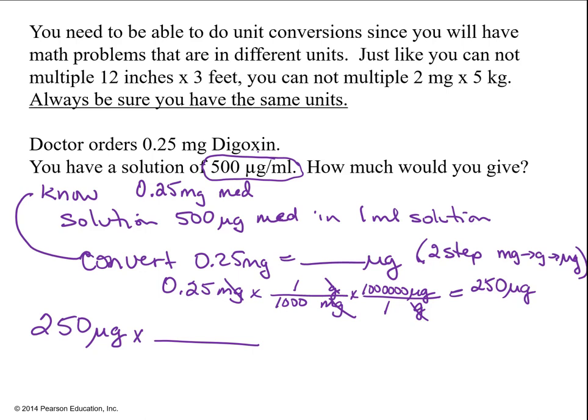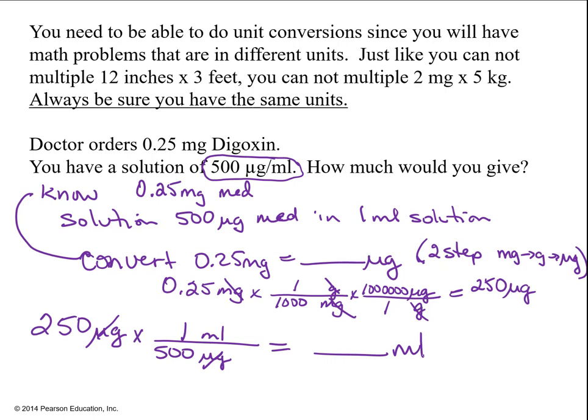Which of those units can I put on the bottom to make micrograms cancel? 500. So if I put 500 micrograms on the bottom, what can I put on the top? Milliliters. And it would be a 1. If there's no number, you know that means that there's just 1. Do you see that now these mass amounts will cancel? And that's going to tell you how much of this medicine you give the patient.